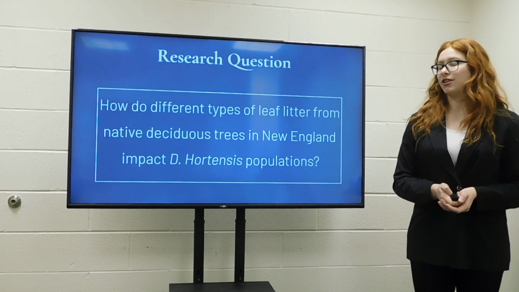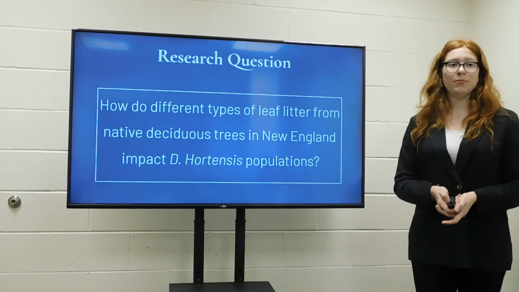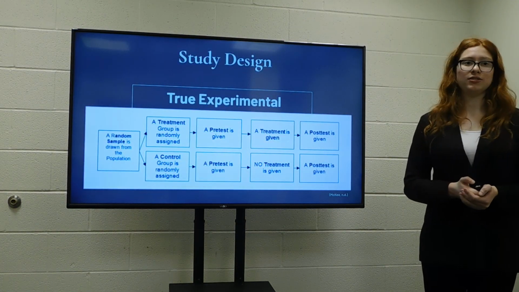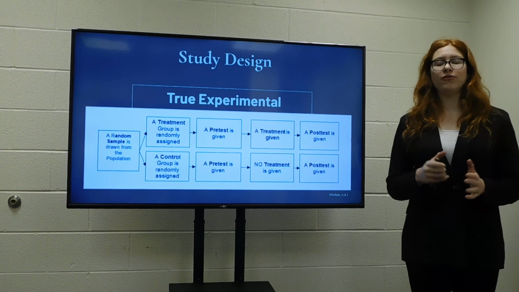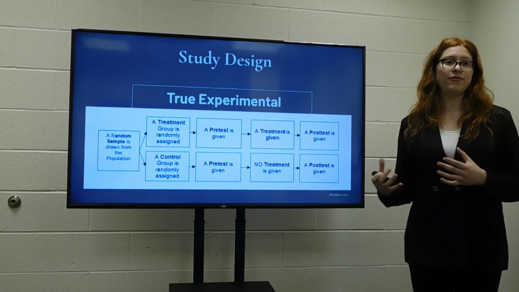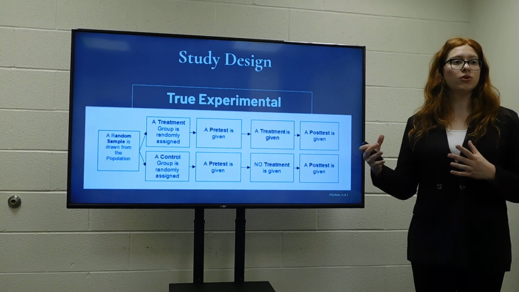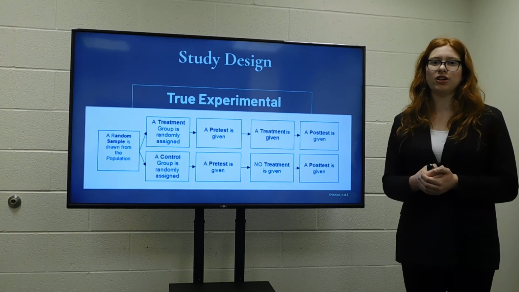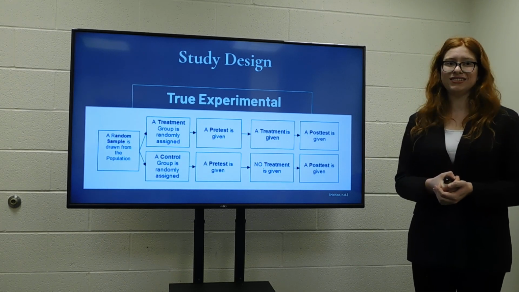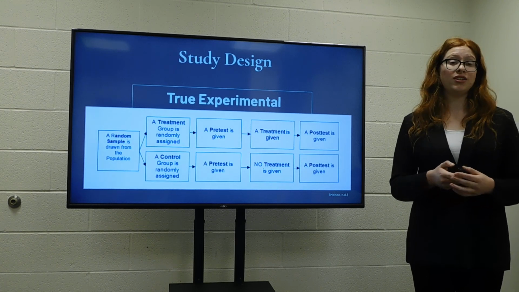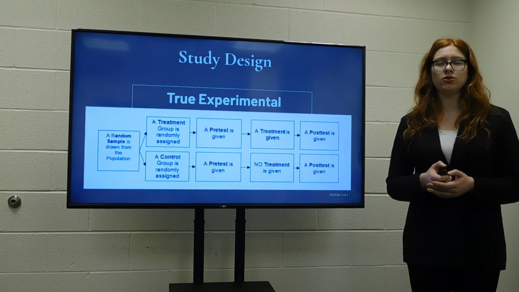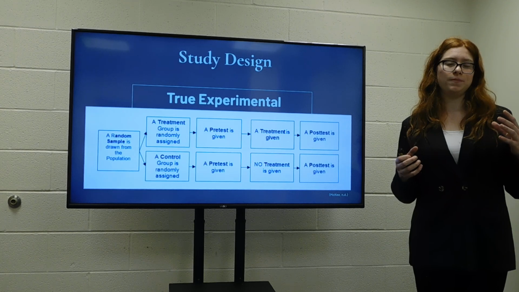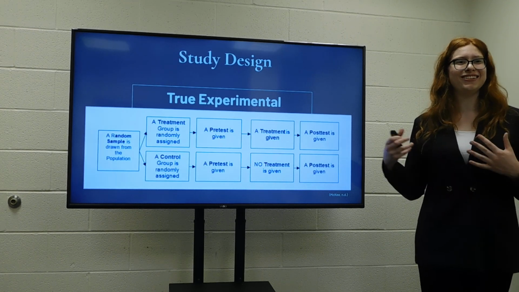How do different types of leaf litter from native deciduous trees in New England impact these D. hortensis populations? To examine this, I chose a true experimental design. True experimental designs are where you cause variations to a single independent variable, and then you have a control group to compare the impacts those different variations have on the structure as a whole. The reason why I chose this design was because it has a very strong internal validity, which means that I was able to determine a causal relationship between the types of leaf litter and the earthworm populations.